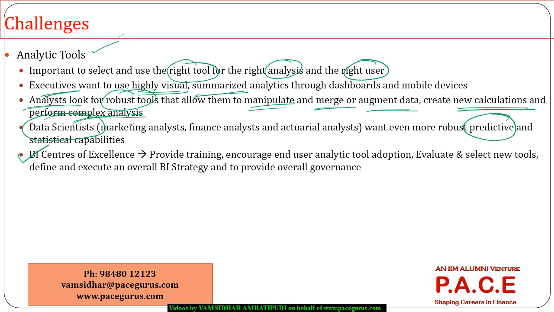Then a few organizations today have the Business Intelligence Center of Excellence, which takes care of providing training on various new tools and technologies coming up. They try to encourage the usage of various tools in their business processes. Any new tools that come up, they play a role in evaluating and selecting the new tools for the organization. Overall, the BI strategy for the organization will be defined and executed, which will finally lead to the overall data governance aspect as such. So once this is implemented heavily within the organization, the analytics maturity of the organization becomes more and more sophisticated.